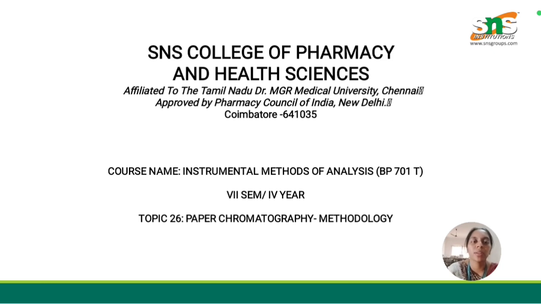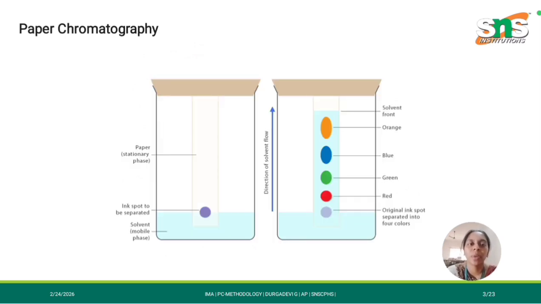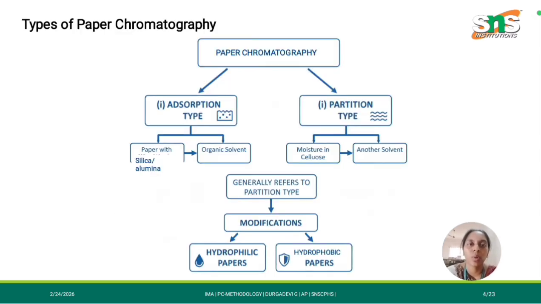In this video, I am going to describe the methodology involved in paper chromatography. It involves the application of sample, development, separation, detection and visualization. Paper chromatography is done with the help of a stationary phase, Whatman filter paper, and the mobile phase can be either a polar or non-polar solvent.